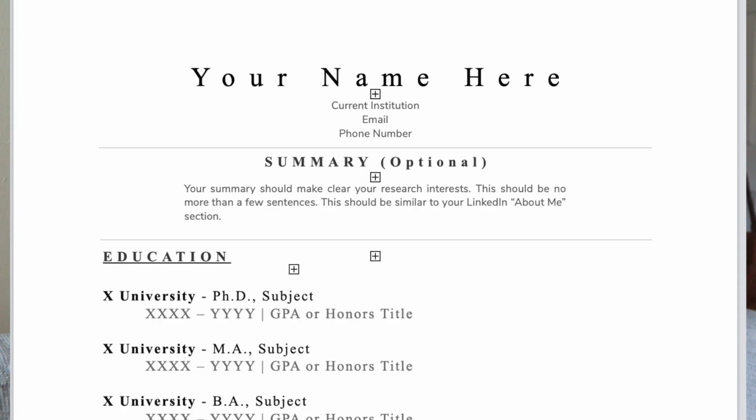So first you're going to include your name, and then below that you're going to include your current institution. If you don't have one, this is not important. You can remove this section, but you want to make sure that you're including your email as well as your phone number. Below that, you have the optional summary.